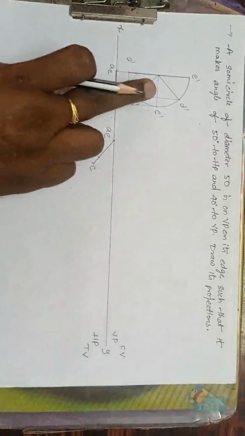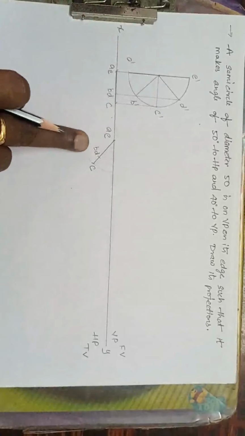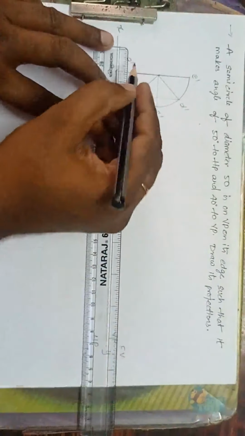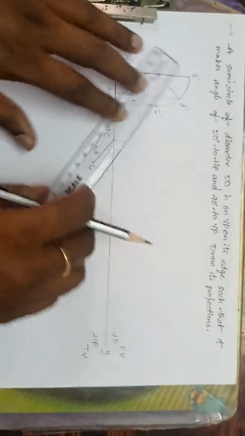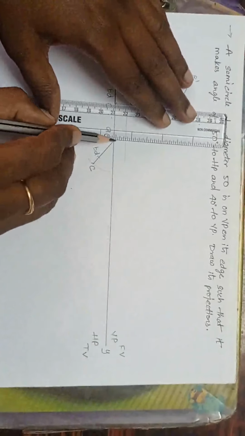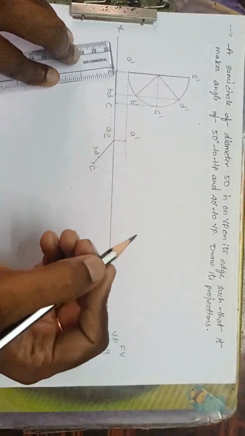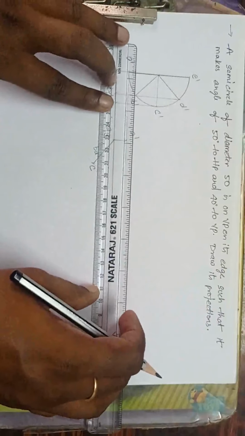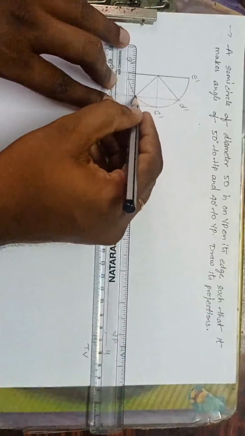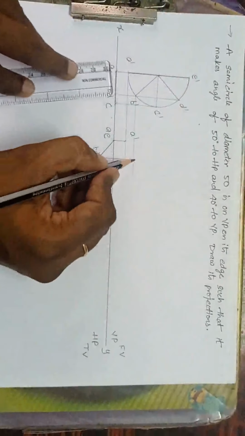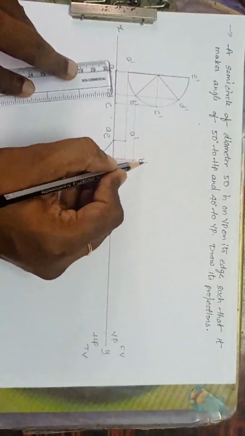Drop the perpendicular and parallel lines from each and every point. Done. What I am doing, from A dash drop the horizontal line, from A drop the perpendicular line. This is the point A dash. Next, from B horizontal line. See here, from B I have to draw the horizontal line. From B dash horizontal line, from B perpendicular line. Okay, now this is the point B dash.